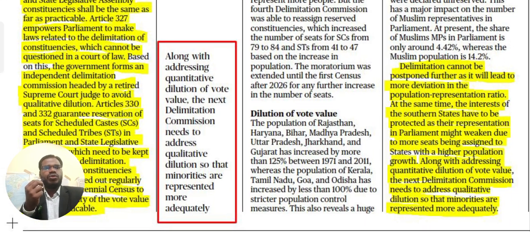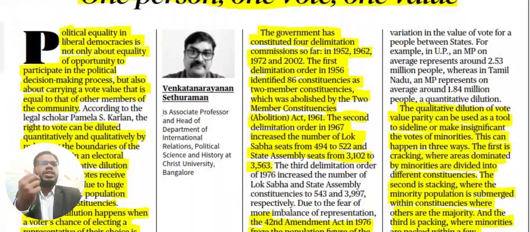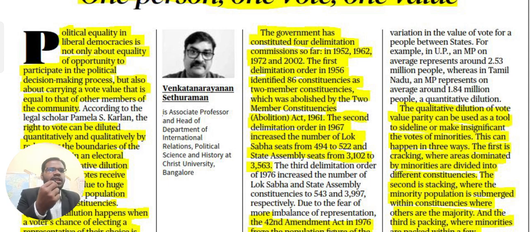Dilution of vote value. The population of Rajasthan, Haryana, Bihar, Madhya Pradesh, Uttar Pradesh, Jharkhand and Gujarat increased by more than 125% between 1971 and 2011, whereas the population of Kerala, Tamil Nadu, Goa and Odisha increased by less than 100% due to stricter population control measures. This also reveals a huge variation in the value of vote between states. For example, in UP, an MP on average represents around 2.53 million people, whereas in Tamil Nadu an MP represents on average around 1.84 million people.